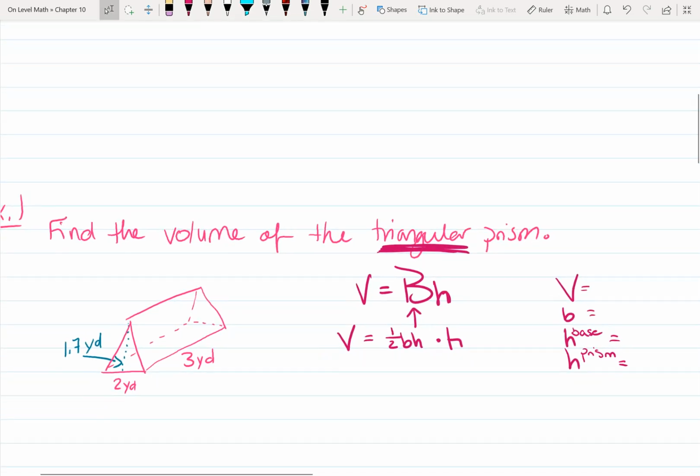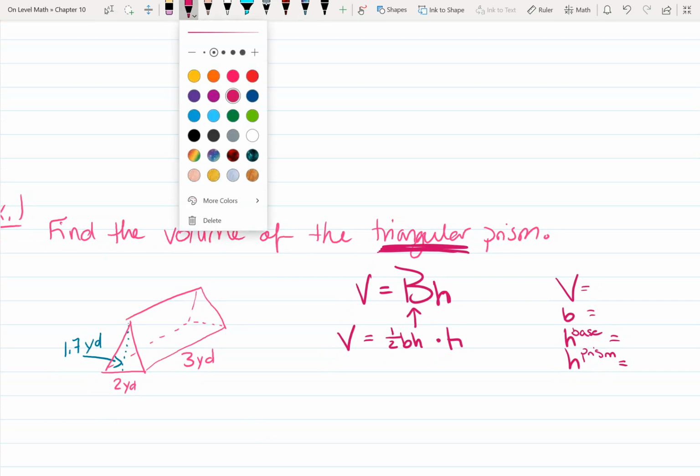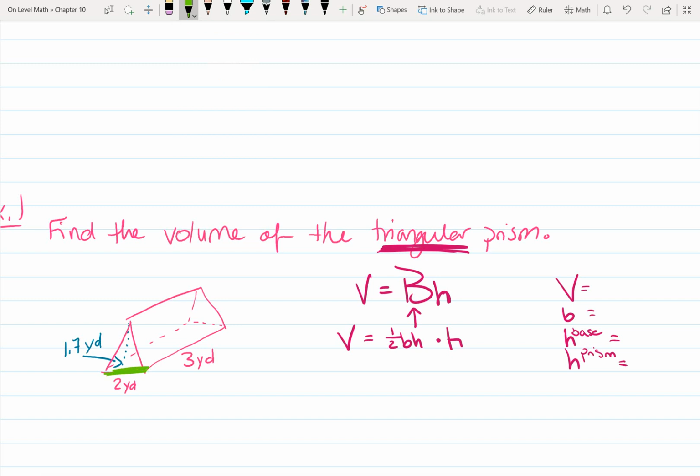Alrighty, so volume, we don't know. It says we're finding the volume. Okay, well then, do I know my base? Yep, the base is this 2 yards. It's the base of the triangle, so it's 2.